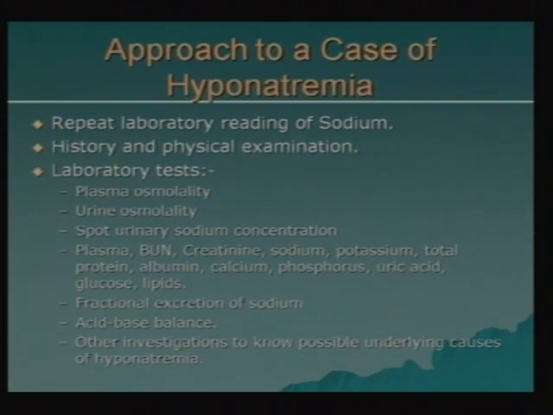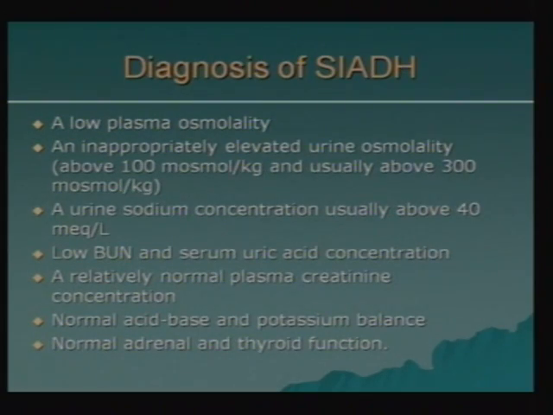Approach to a case of hyponatremia. Now I am coming to the real talk after having told you something about the basics. Whenever you get a report of hyponatremia, you should repeat the laboratory reading immediately to confirm it. Take a proper history and physical examination to see whether the patient is really a case of hyponatremia or not, and do all laboratory tests including plasma osmolality, urine osmolality, spot urinary sodium concentration, plasma BUN, creatinine, sodium, potassium, total protein, albumin, calcium, phosphorus, uric acid, glucose, and lipids. They will all be important, as you must have grasped from my previous slides. And then you should know the fractional excretion of sodium, acid-base balance, and other investigations to know the possible underlying cause of hyponatremia.